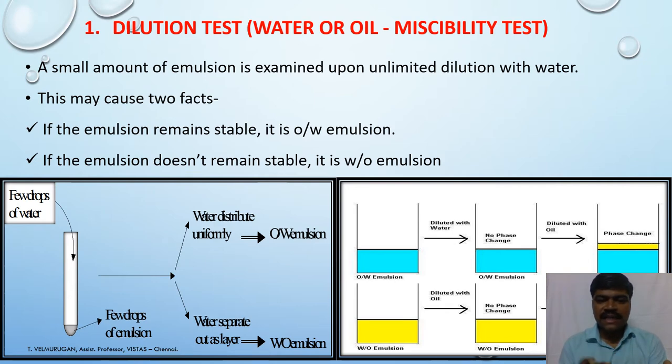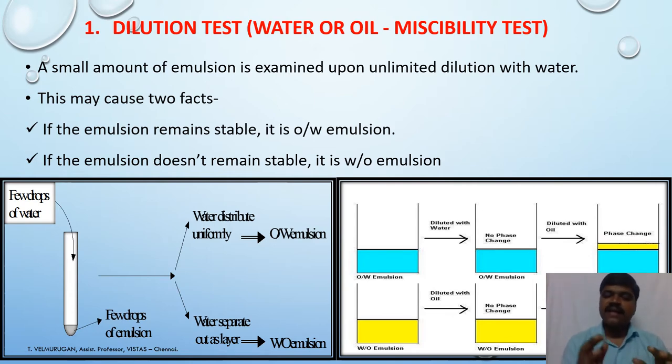If the emulsion remains stable, it is oil in water type of emulsion. If the emulsion does not remain stable, it is water in oil type of emulsion. Why? Simple thing. If it is an oil in water type of emulsion, the oil is surrounded by the water. So if we add more water, it will not affect the nature of the emulsion. So you can identify easily. If stable, that is oil in water type of emulsion.